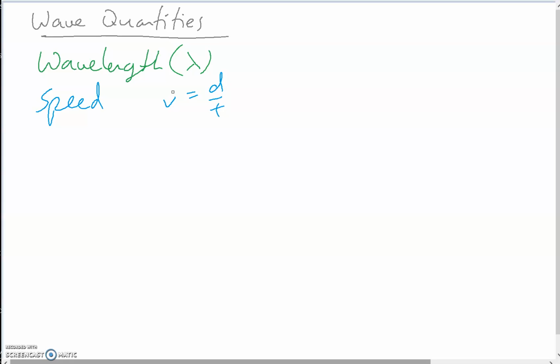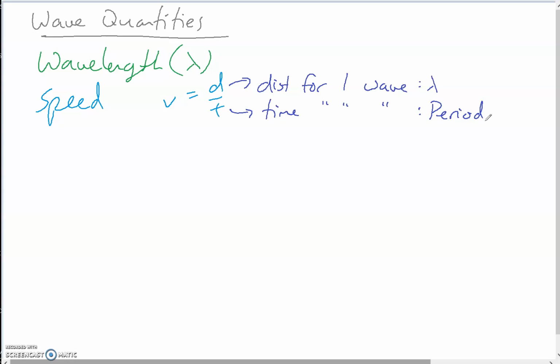But what we can do is specialize this a little bit. We can look at this distance right here. Instead of just using any random distance, we can actually use the distance for one wave, and the distance for one wave is the wavelength. But if we're using the distance for one wave, we have to use the time for one wave. Now, the time for one wave is what's called the period.